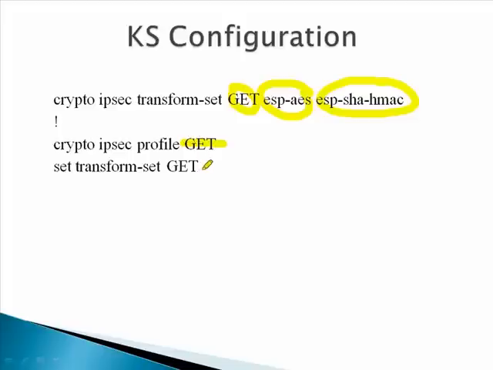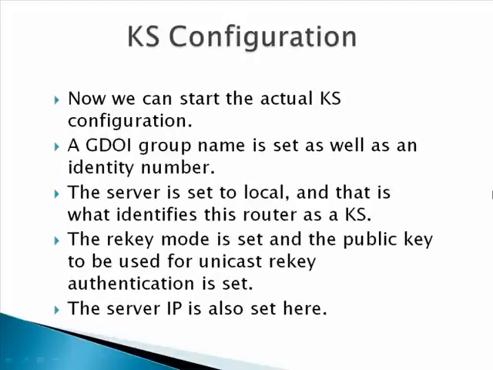Okay, but under this IPsec profile, set the transform set to GET. Again, pretty basic stuff. Nothing tremendously difficult or out of the ordinary there. Okay, so with the standard IPsec part of it set up, here's the thing that more people aren't as familiar with, the key server configuration. What we do here is set up a GDOI group at an identity number. Both of those are going to be referenced later by the client, the group member.